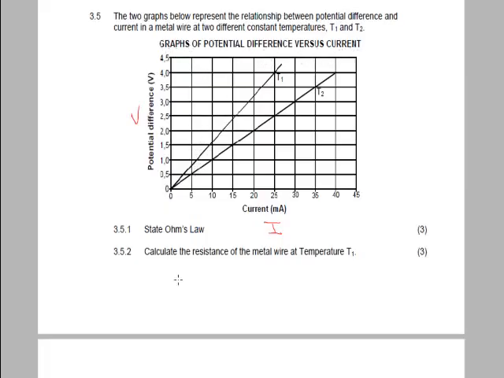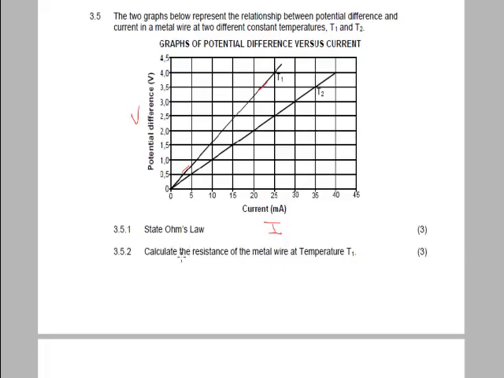So when they ask you to state Ohm's law, they really are saying, look, we're using Ohm's law in this question. And Ohm's law just states that the potential difference across a conductor is directly proportional to the current in the conductor at a constant temperature. We can see that by the fact that this is a nice straight line and this is a nice straight line, which means the gradients are the same. So what did we say again? The potential difference across the conductor is directly proportional to the current in the conductor, provided the temperature remains constant.